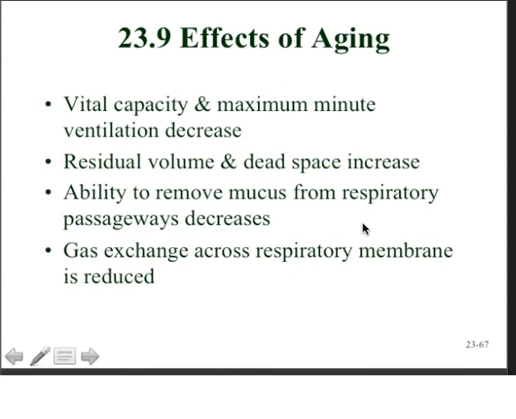A lot of this is due to, again, the accumulation of particulates and scar tissue all through the respiratory system, and the ability to remove mucus from the respiratory passageways decreases simply because that pseudostratified ciliated columnar epithelia becomes less effective at moving the mucus up towards the oral cavity, right? Gas exchange across the respiratory membrane is reduced. Why? Well, because there's less membrane there, and what membrane you've got is probably coated with particulates or scar tissue, and the result, again, is it's more difficult for you to load the oxygen into the bloodstream.